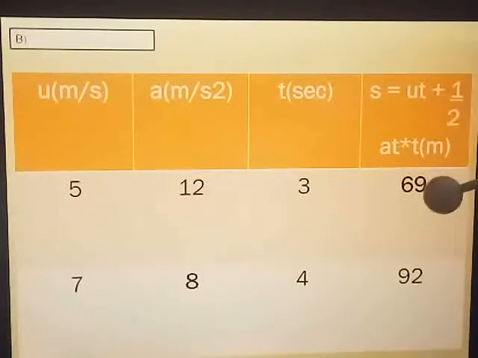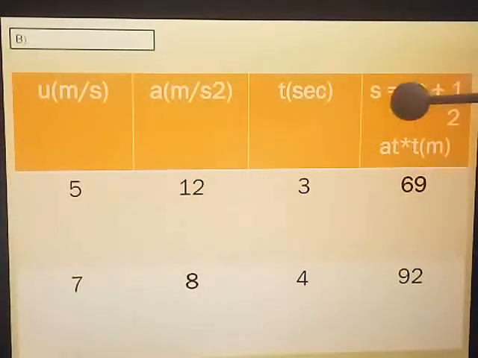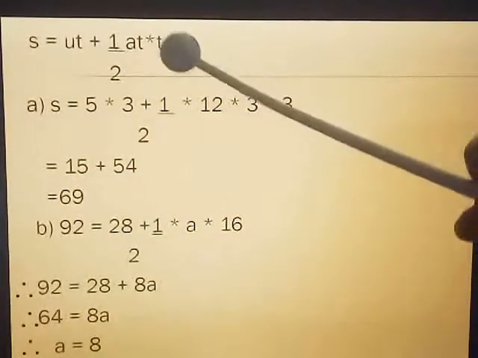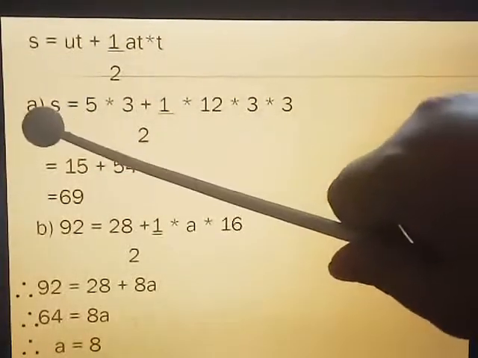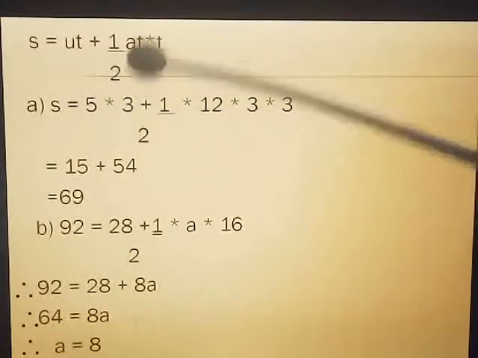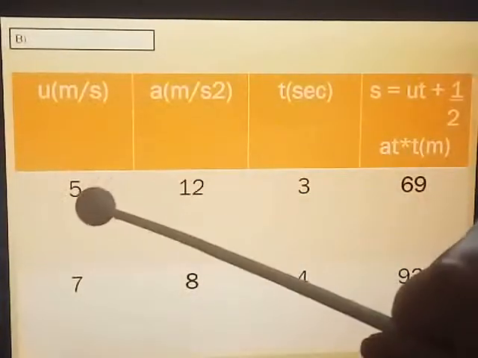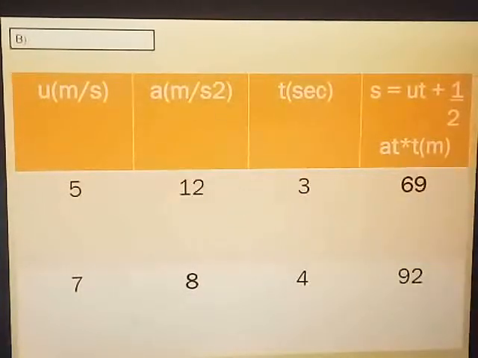Again here 2 places they have kept blank. Here one is s and one is a. So the formula which you have to use is s is equal to ut plus half at square. So using that formula, you will substitute the values. U they have given as 5, t they have given as 3. So you can see here u is 5, t is 3 and a is 12.